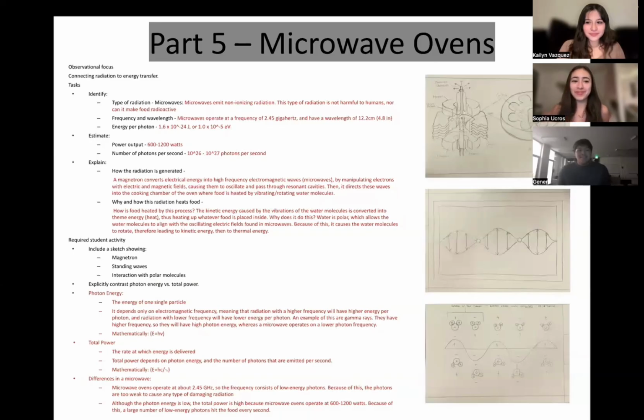This is our third and final part of our homework assignment, which covers microwave ovens. The observational focus of this part was to connect radiation to energy transfer, which will be explained further in the explanation of a microwave oven. So, what type of radiation do microwave ovens give off? Well, based on the name, it emits microwaves, which are a form of electromagnetic radiation.